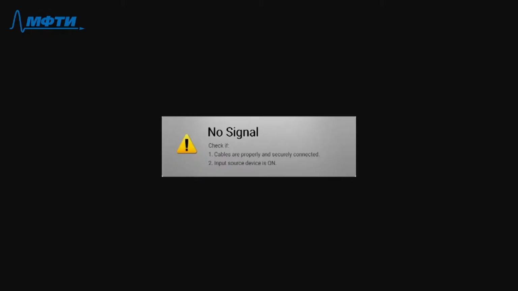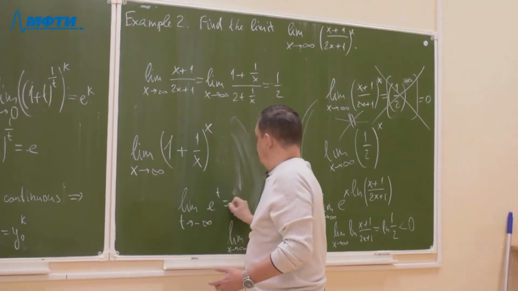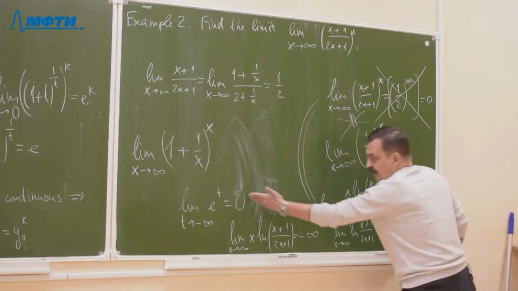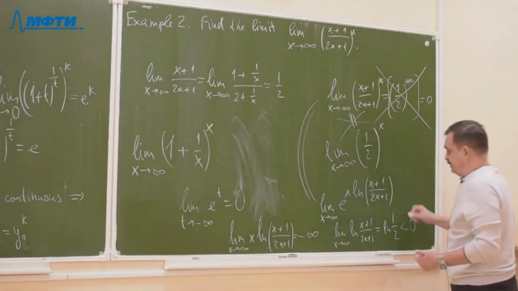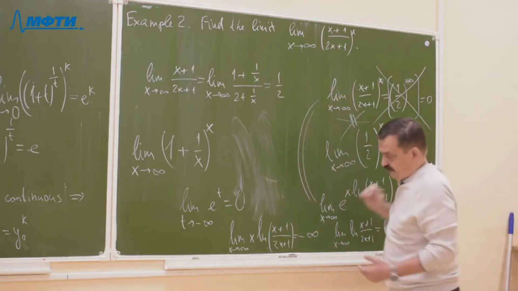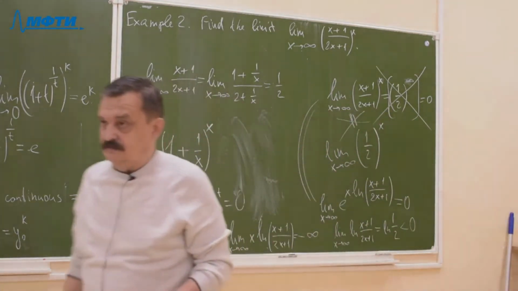And we know that the limit of the exponent is 0. Then, combining those two facts, we have 0. And that is a rigorous way. Okay?